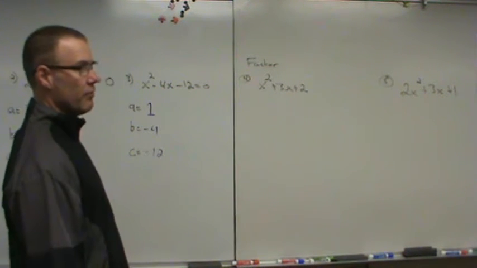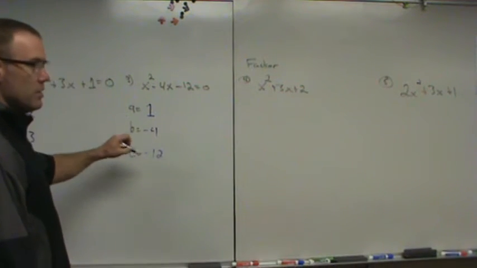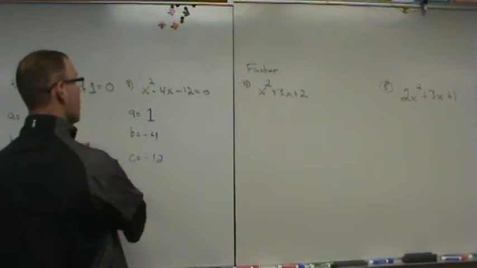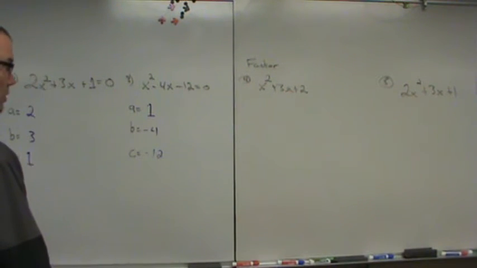Anytime you do the quadratic formula, the first thing I'm going to have you do is identify your A, B, and C value. List them. You have to know what they are before you put them into the formula. All right? So you have to know that.